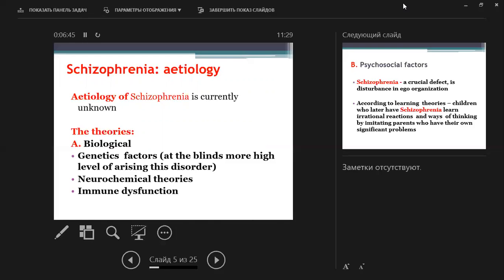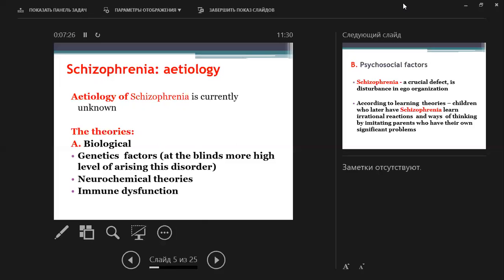For example, genetic factors, which are founded on results of investigation of twins, because among twins we register a higher level of this disorder. If one twin has symptoms of schizophrenia, usually the second twin starts to have these symptoms over time. It is one of the methods, but in some twins the situation is absent.